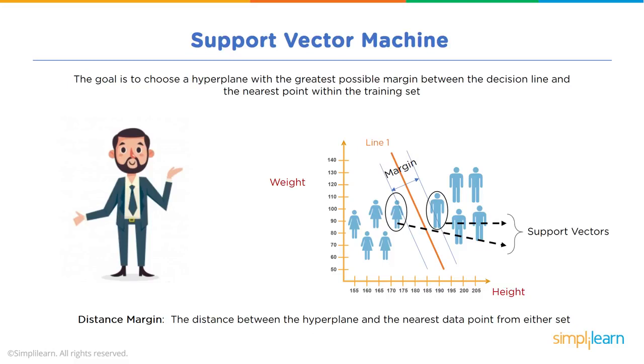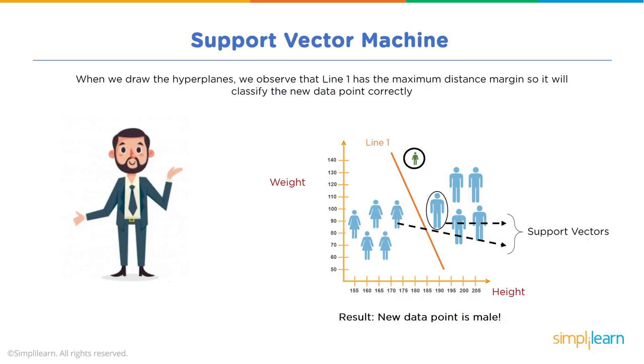The goal is to choose a hyperplane, and that is one of the key words they use when we talk about support vector machines. Choose a hyperplane with the greatest possible margin between the decision line and the nearest point within the training set. So you can see here we have our support vector, we have the two nearest points to it, and we draw a line between those 2 points. And the distance margin is the distance between the hyperplane and the nearest data point from either set. So we actually have a value, and it should be equally distant between the 2 points that we're comparing it to. When we draw the hyperplanes, we observe that line 1 has a maximum distance.